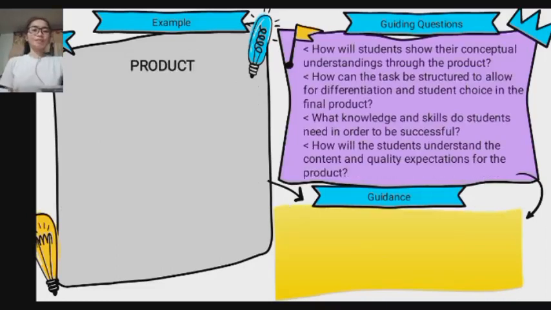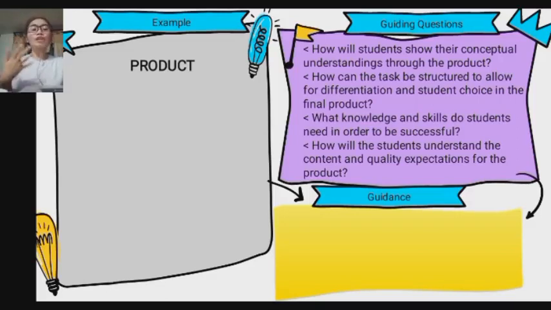Next, the product. So the guiding questions in crafting a product are the following. How will students show their conceptual understanding through the product? So through the product, it is the basis or the outcome of what you have learned on a certain topic or a certain lesson. So how can the task be structured to allow for differentiation and student choice in the final product? And what knowledge and skills do students need in order to be successful?